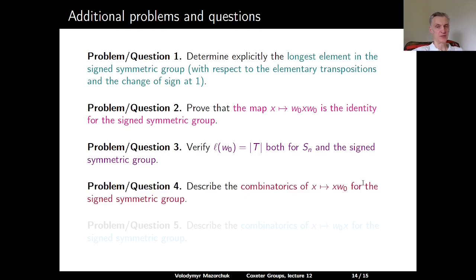Problem question 4. Describe the combinatorics of the map which sends x to xw0 for the signed symmetric group. And problem question 5. Describe the combinatorics of the map which sends x to w0x for the signed symmetric group.